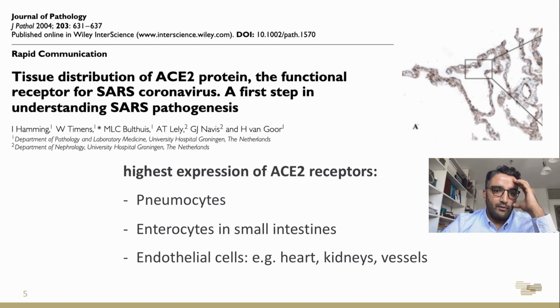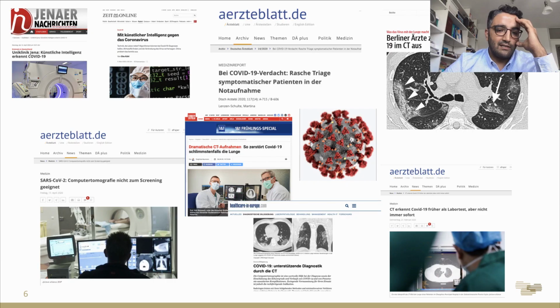And what I wanted to show here or to explain, everybody is talking about the lungs. These receptors are not only in the pneumocytes, not only in the lung cells, but also in the intestines and other organ systems like heart, kidneys, vessels. At the end of the presentation, I'm going to show you some examples of COVID affecting other systems in the body. And now we go to radiology in COVID-19.